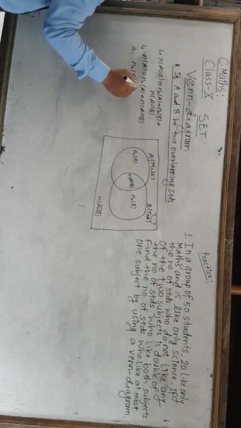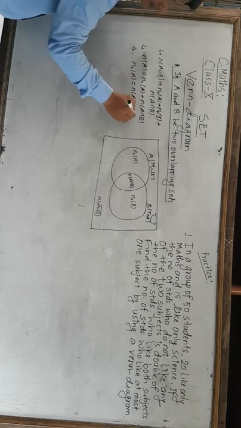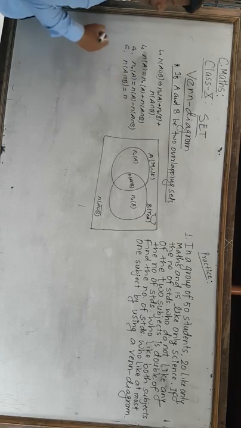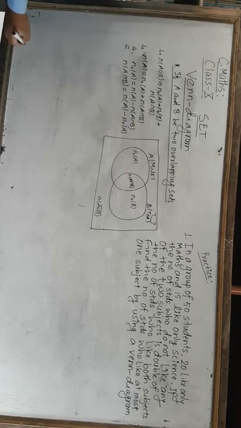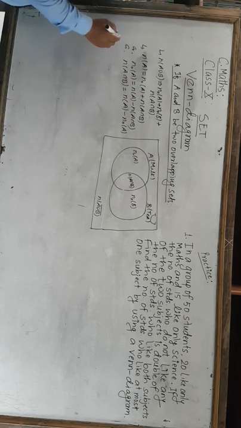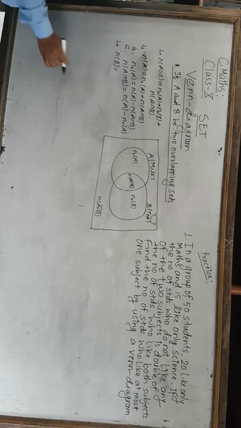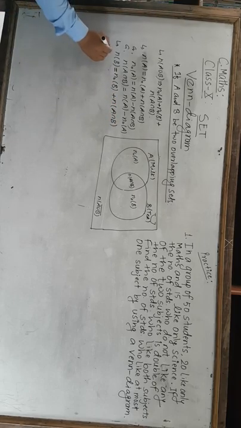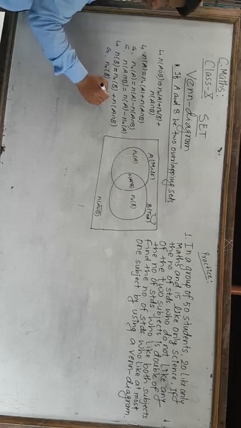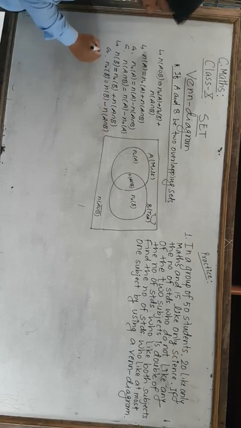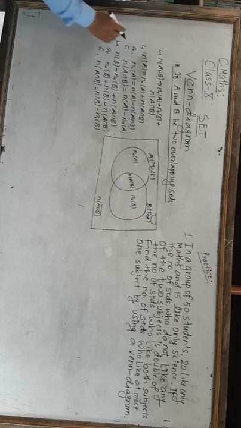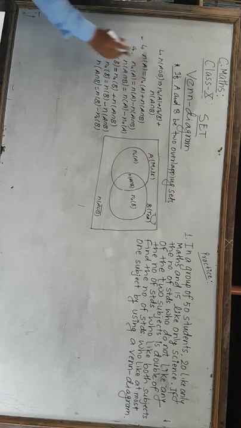So from here you can find only A. Only A has the formula: number of A minus number of A intersection B, or the number of A intersection B is number of A minus number of only A. If you know the base formula, then it is not needed to derive this one. Similarly, number of B is number of only B plus number of A intersection B. So from here you can find only B, that is number of B minus number of A intersection B, or number of A intersection B is number of B minus number of only B. If you know these two, then you can find another formula of number of A union B.